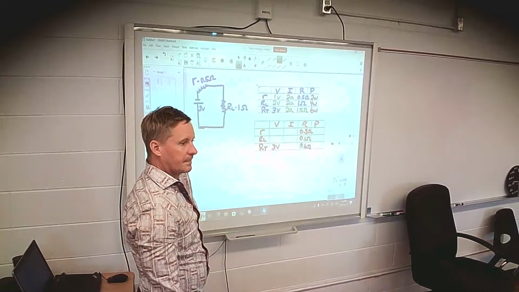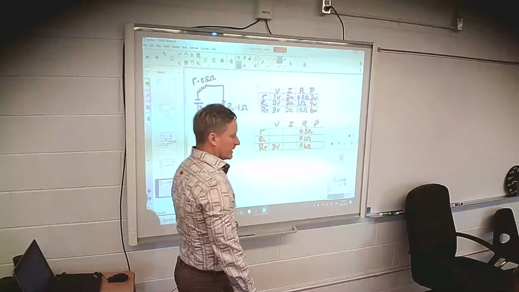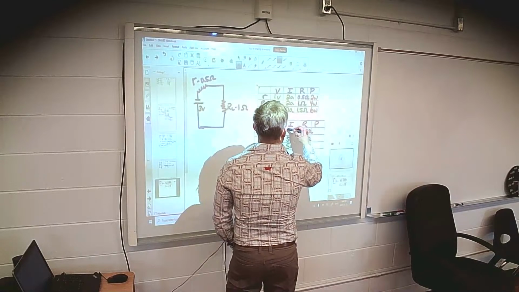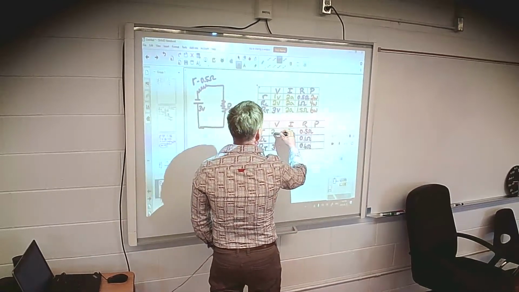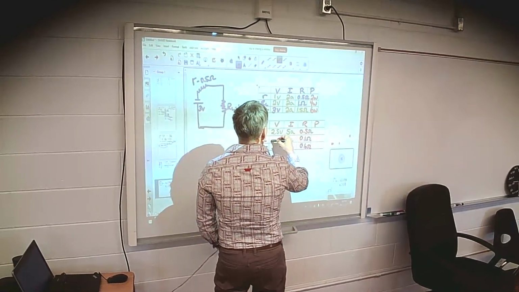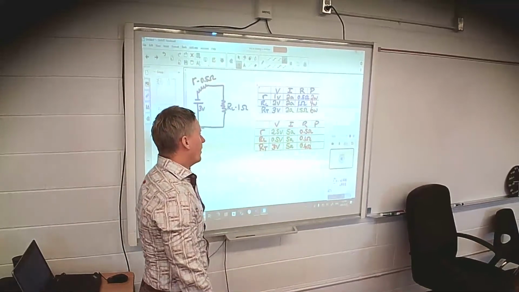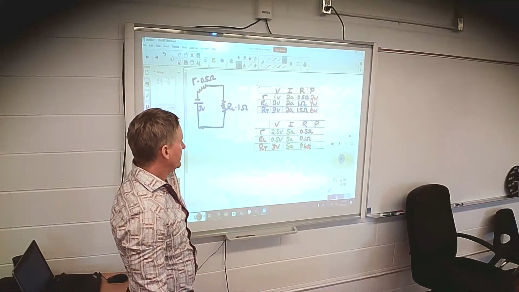Oh yeah, it's divided, sorry. So what is it? 5 amps, right. So I have 5 amps, so 2.5 volts, 0.5 volts. So that's where I'm at. Now let's look at the power on the outside.